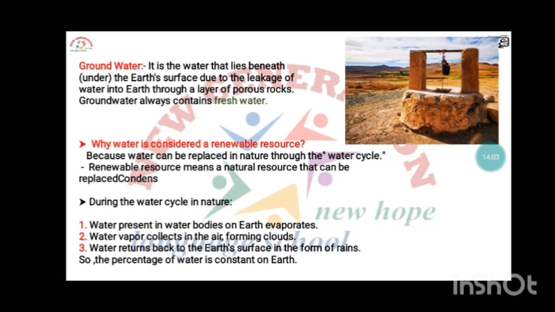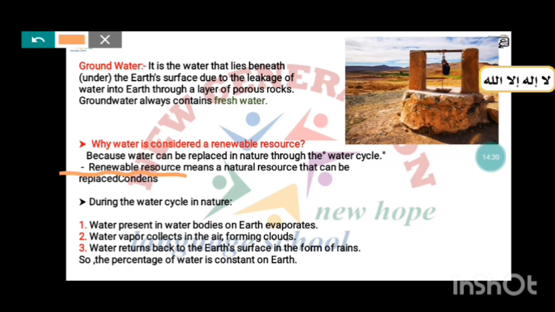Okay, and now why is water considered a renewable resource? Because water can be replaced in nature through the water cycle. Renewable resource means a natural resource that can be replaced continuously.